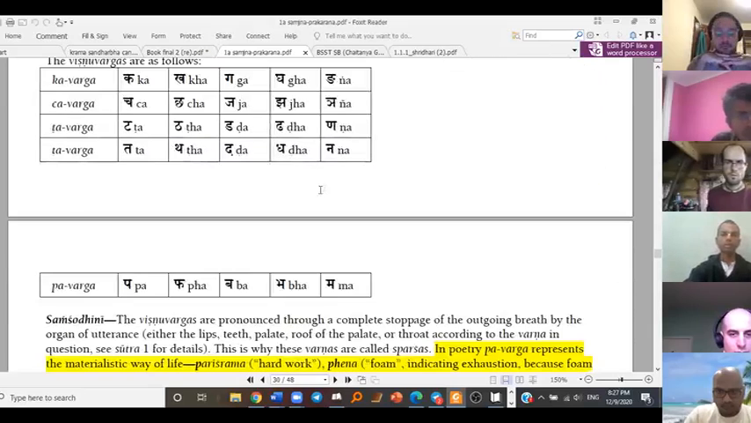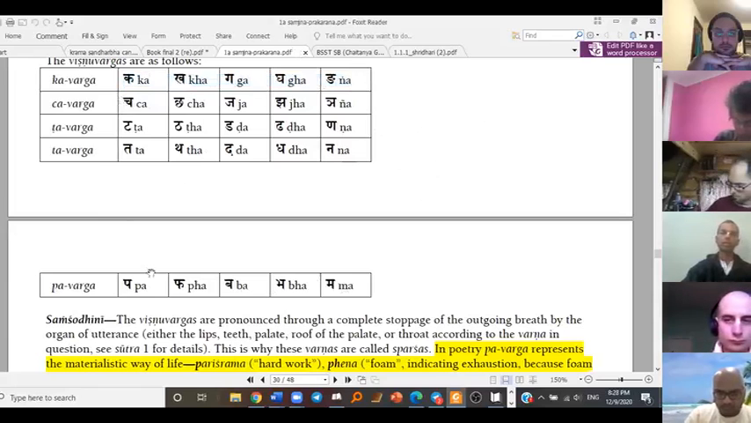For example, here we have 25 letters beginning from ka till ma, which have been arranged, organized, or divided into 5 groups: ka-varga, cha-varga, ṭa-varga, ta-varga, and pa-varga. Each group consists of 5 consonants. Ka-varga means all these 5 letters. Similarly with cha-varga, ṭa-varga, ta-varga, and pa-varga. Collectively they are known as viṣṇu-varga.